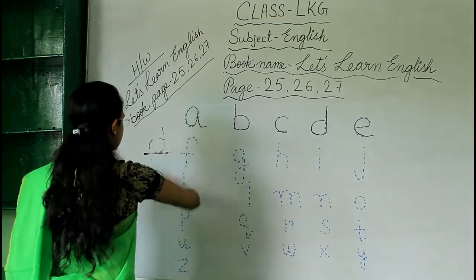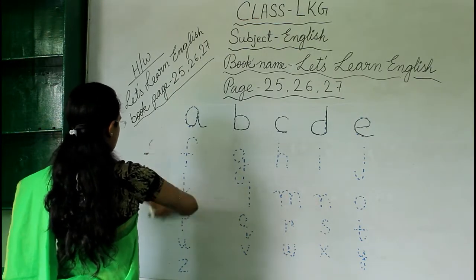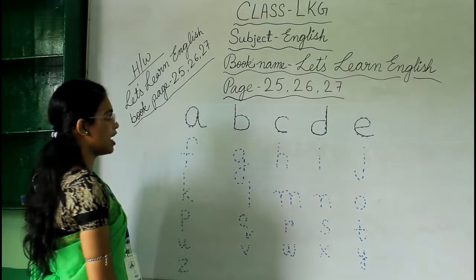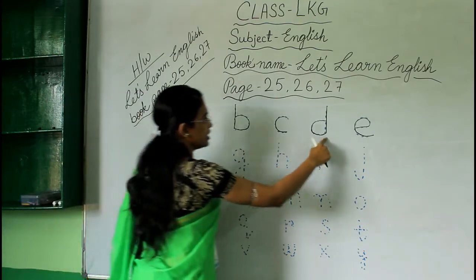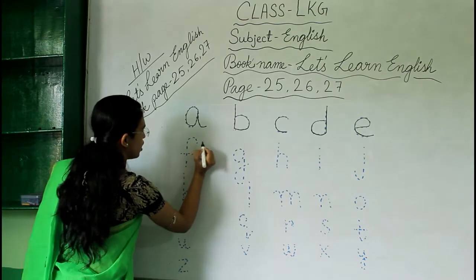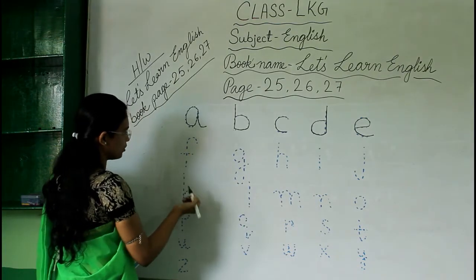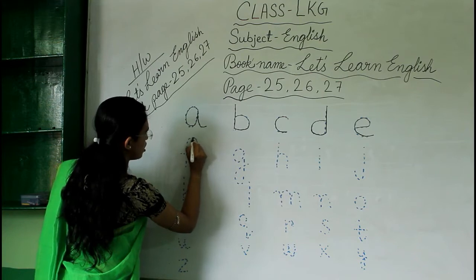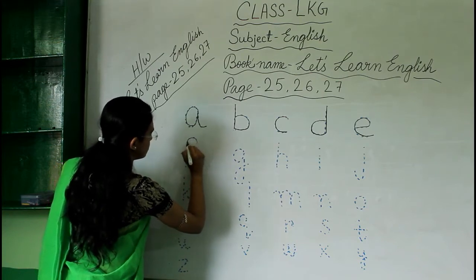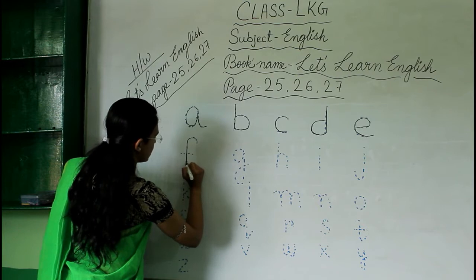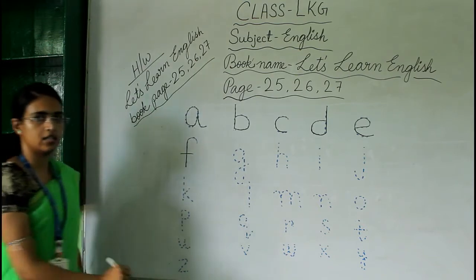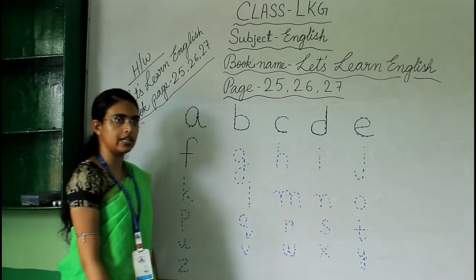Then what is this? Yes, this is F. A, B, C, D, E, then F. Small letter F. For small letter F, what we have to do? We have to draw a line like this. It becomes small letter F.